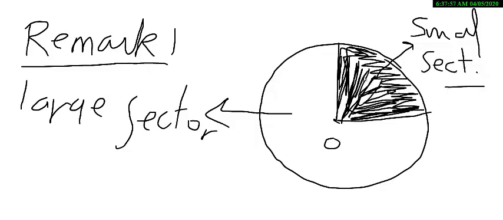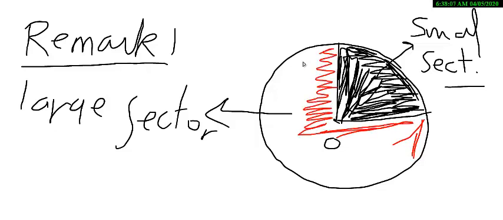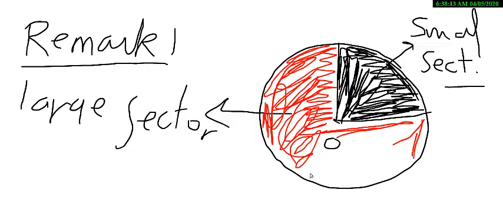So the highlighted black sector is the small sector, and the red one is the large sector here. I have to highlight this to make it easy for you. Once you have the sector, you have to know which one is required.